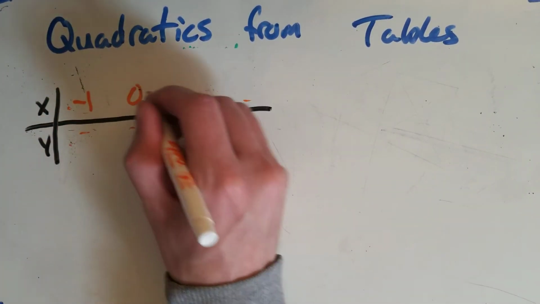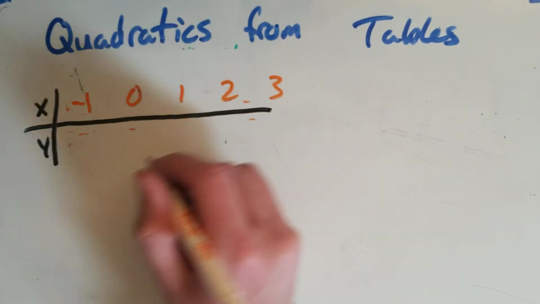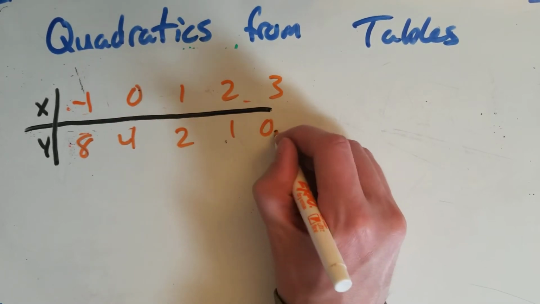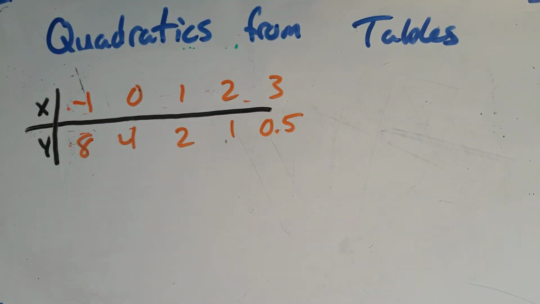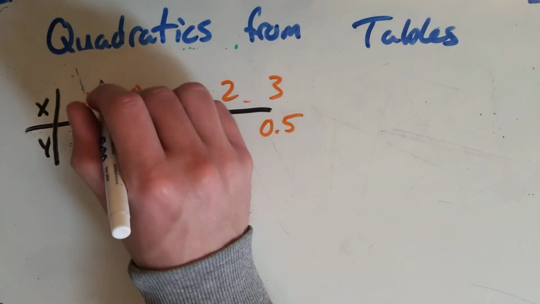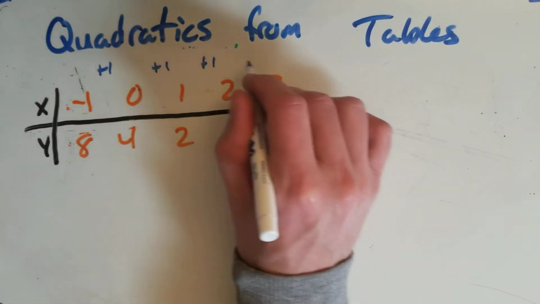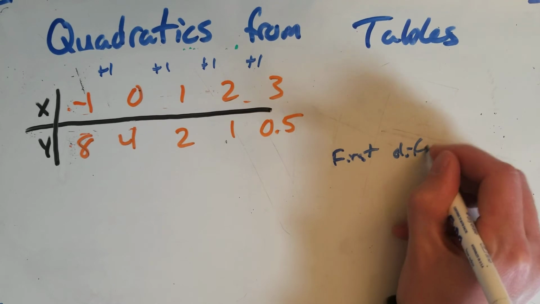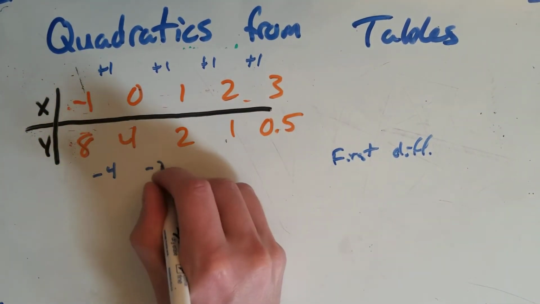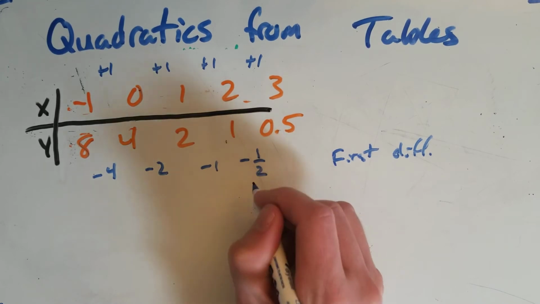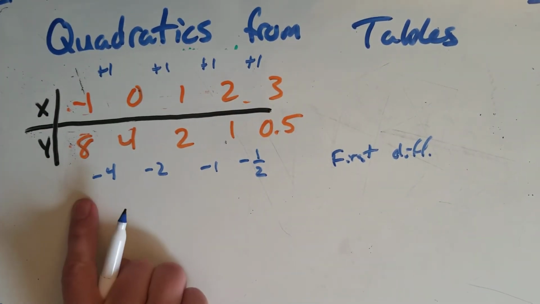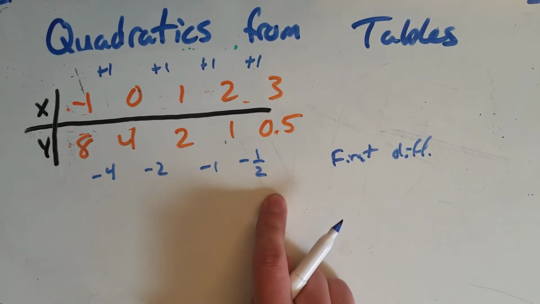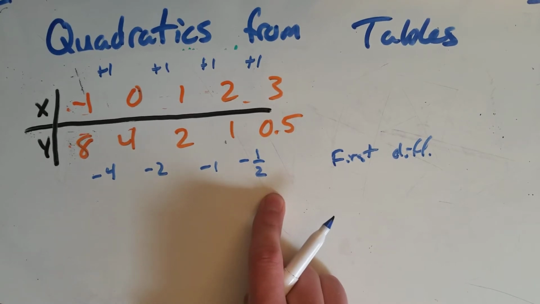We have 0, 1, 2, and 3. Then we have 8, 4, 2, 1, and 0.5, or 1/2. If we look at this, everything up top, we're doing plus 1, plus 1, plus 1, plus 1. And on the bottom, if we look at that first difference, we go minus 4, minus 2, minus 1, minus 1/2. Now clearly we can see that we don't change by the same increment every time. We're not subtracting the same thing. So that tells us that this is not linear.